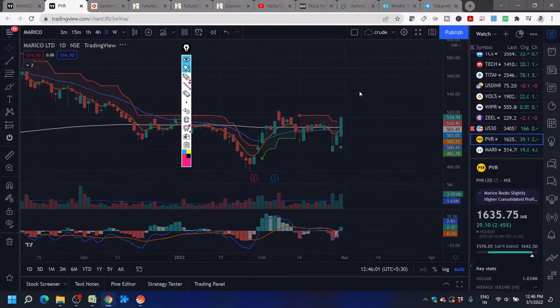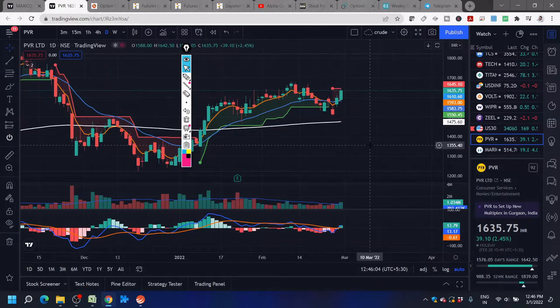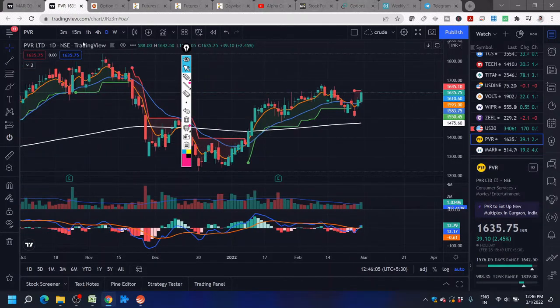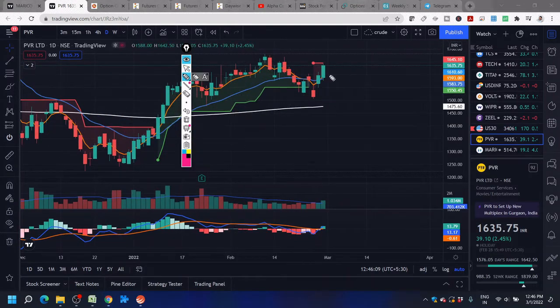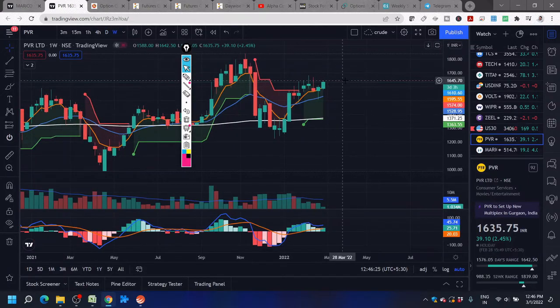Second one, PBR. Let's look at PBR. PBR is also at that stage, but it has not given an entry on the super trend. Volume is also a little low, so maybe we can expect some bit of fall from here. We have to keep a watch. Let's see on a weekly trend. On a weekly trend, it is good, it is bullish.